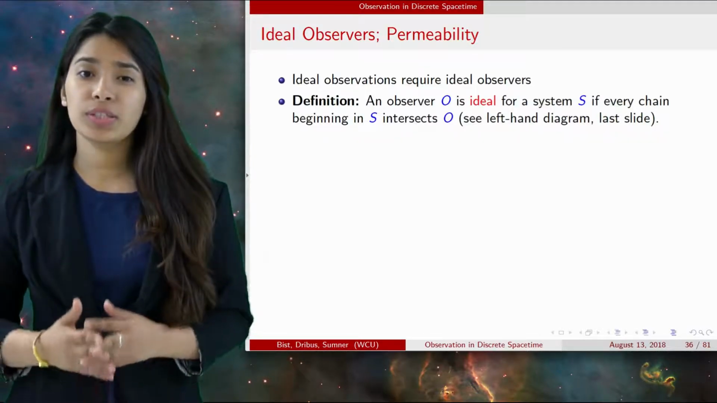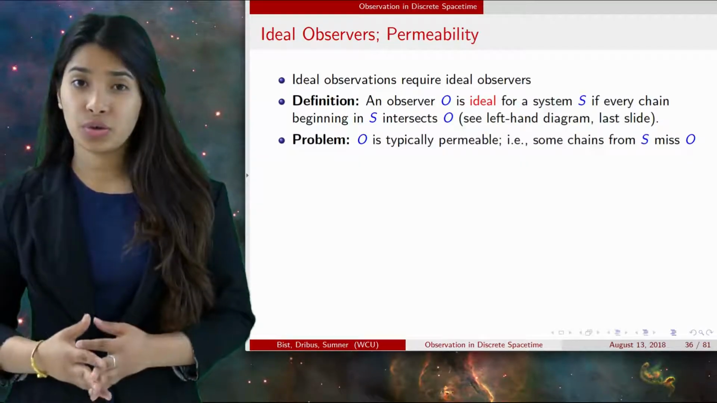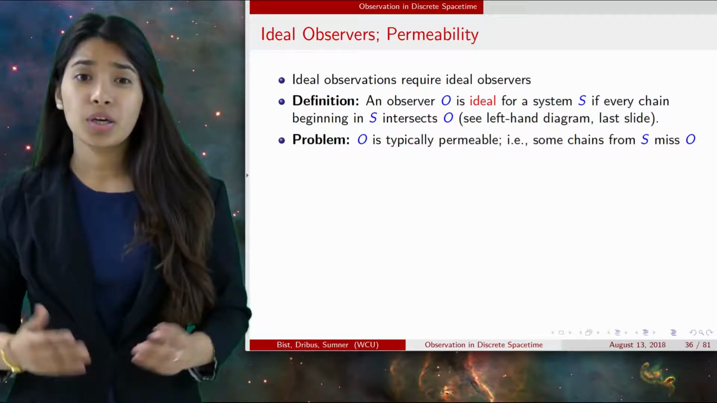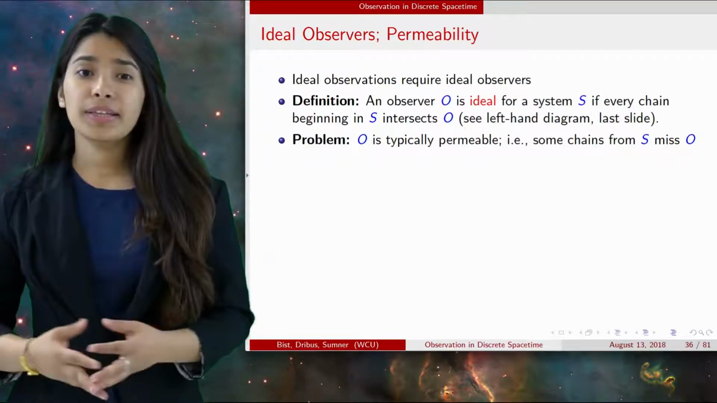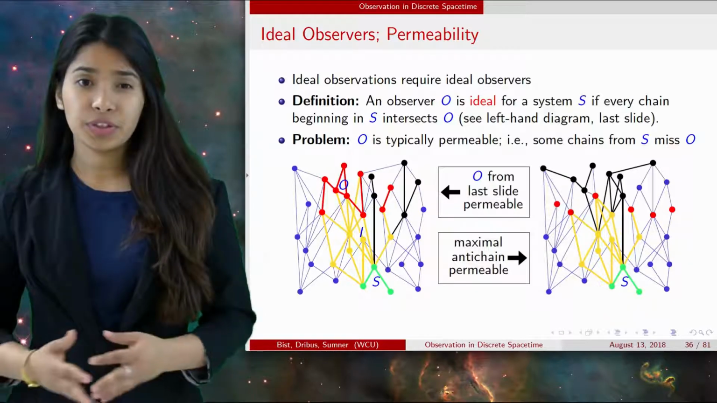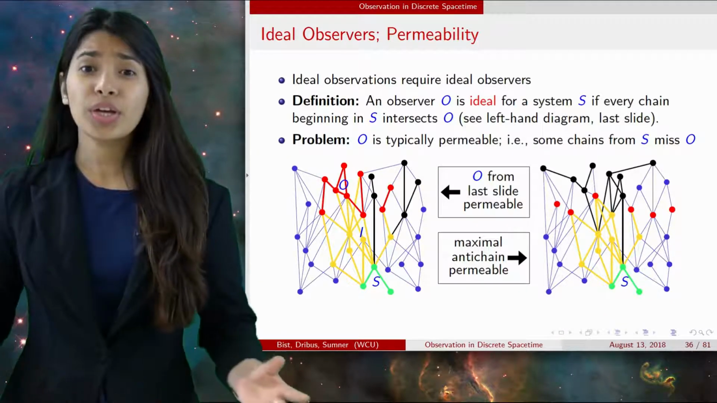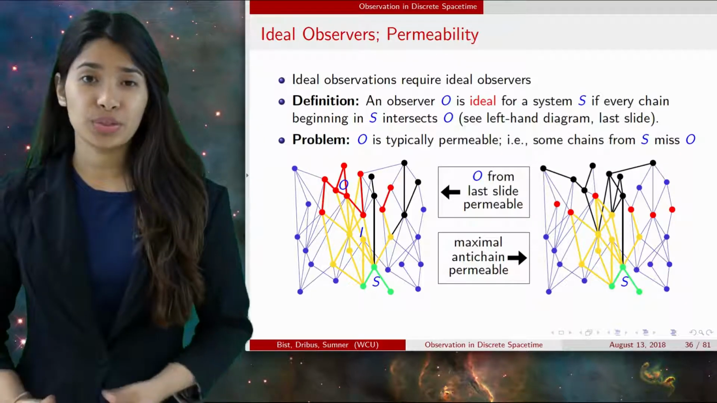But when we begin to examine what type of structure suffices to define such an observer, we run into a problem called permeability, which has been discussed in some causal set literature. In the left-hand diagram here, we reproduce a non-ideal observer O from the previous slide. We already noted how some information from S escapes O on its way to the future.